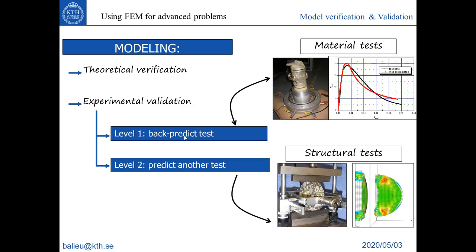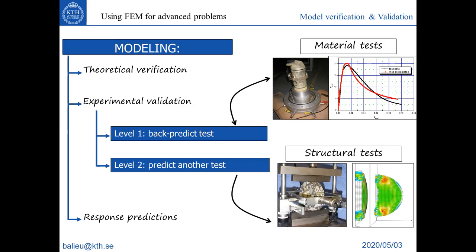The second step is to predict the material test that you have used to identify your material parameters. And the third, the highest level of validation, is to reproduce a test that you have not used to identify material parameters, and especially a structural test. A structural test which has a complex geometry, which gives a good chance of a good validation for your model.